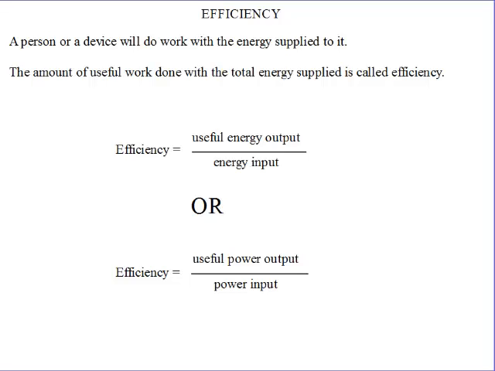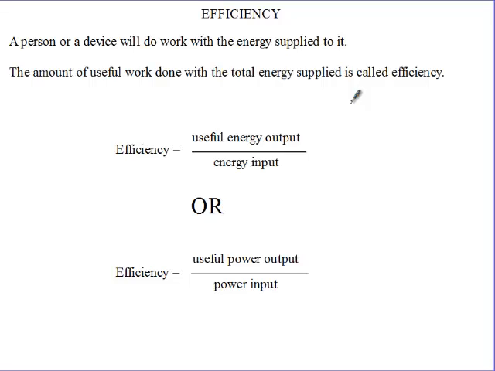A person or device will do work with the energy supplied to it. And as I said, not all the energy supplied will be transformed. The amount of useful work done with the total energy supplied is what we call efficiency. So how efficient a person is will depend on how much the person is given and then how well he or she does.